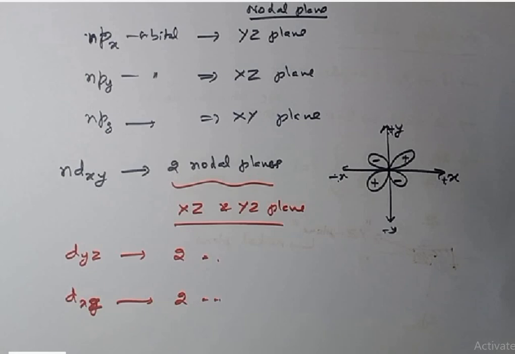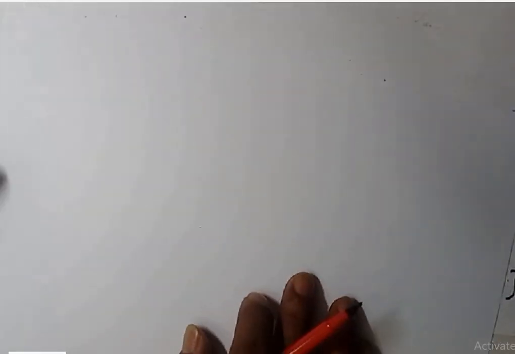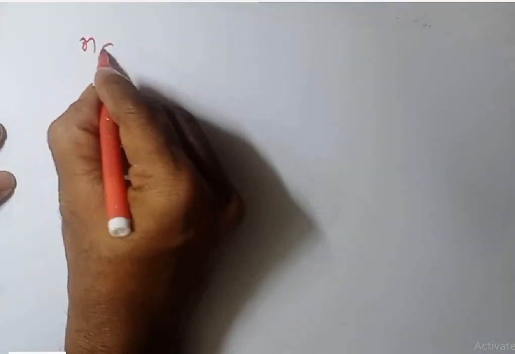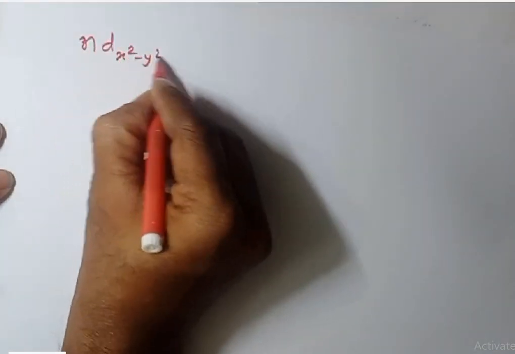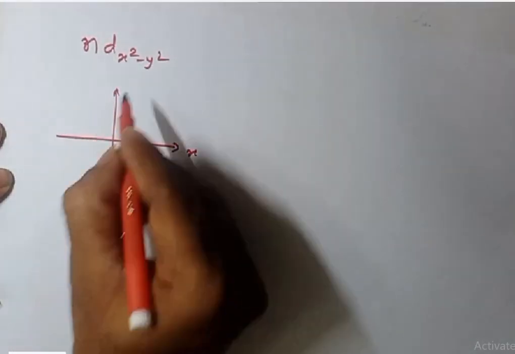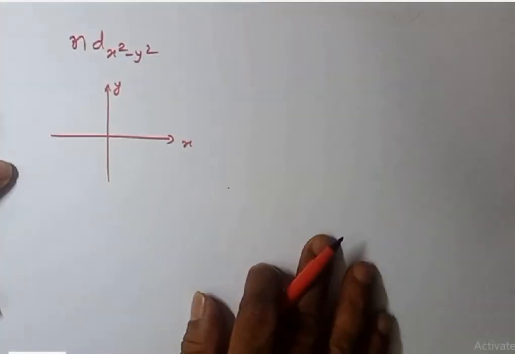Okay. Listen, these two are very special. What are they? I'm sorry, the last one. The last one is dx square minus y square. Dx square minus y square is simple, but the other one, so okay, let me write dz square also. Dx square minus y square first. How does the orbital look? See, this is the x-axis, this is the y-axis, and the z-axis is perpendicular to the paper.